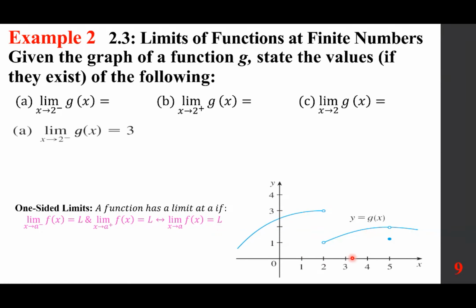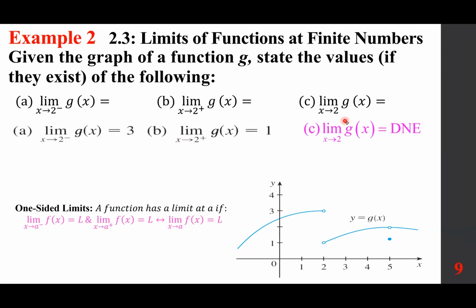From the right of number 2, we are in this branch, and it gives us a different answer, which is 1. Because the two are different, the limit of g of x as x approaches 2 does not exist.